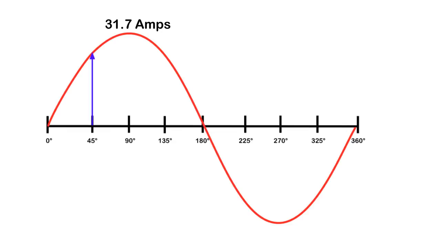As an example, if I wanted the RMS value of a waveform that had 31.7 amps, we'd take the peak value of 31.7 amps, multiply that by 0.707, and we get our effective value of 22.4 amps. And that is a conclusion of our analysis of the AC waveform.